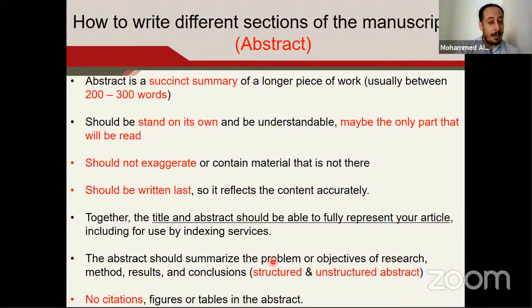There are different formats for abstract. We have some journals that prefer structured, other journals non-structured. So what's the difference? For the structured, you should put the words background and aim, then methods, results, conclusion. If it's unstructured, you will remove, delete those words.